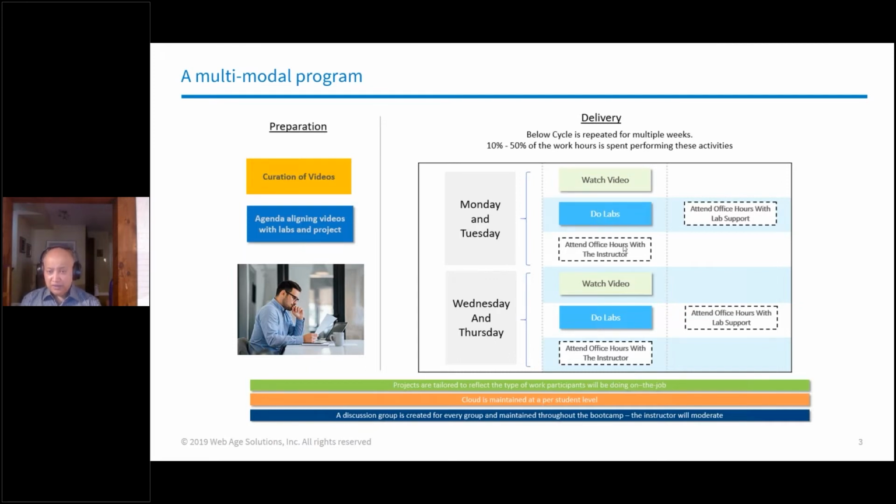What we learned from this program is that if we leave the students for a day and a half without any support, many times they cannot finish the labs and they are discouraged to come to the instructor session because they haven't finished the labs. We fixed that problem by providing office hours with a lab support person on Mondays and Wednesdays. So we ended up with 4 components: watch videos, do labs, attend office hours with lab support during the day and a half, and attend office hours with the instructor at the end of the second day.